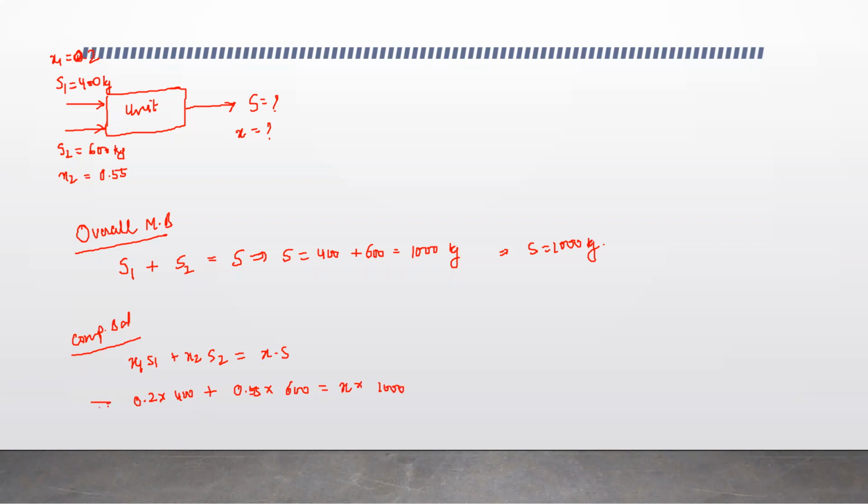Hope you people could form this equation. And I'm also hoping that you would have calculated x from this equation. So you get 0.2 into 400 plus 0.55 into 600, whole upon 1000, right? So when you do that, you'll get x is equal to 0.41. Hopefully you people could get this value. If not, then please go back in this video and try to understand how to form these equations and how to get the value. All right, fine.